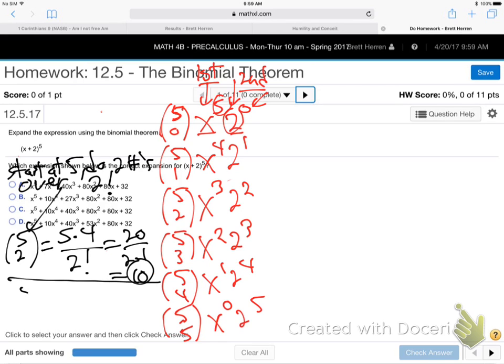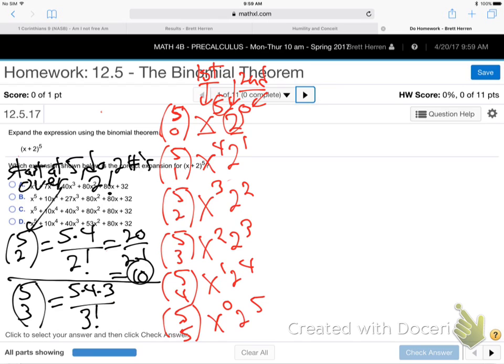Let's do 5 choose 3, and then I'll show you on your calculator. 5 choose 3, you start at 5, do 3 numbers, going down. It's like a factorial where you go down. Start at 5, do 3 numbers. Why 3 numbers? Because the bottom is a 3. Does everybody see that? The top number is where you start. The bottom number is how many numbers you do. So start at 5, go down 3 numbers: 5, 4, 3.